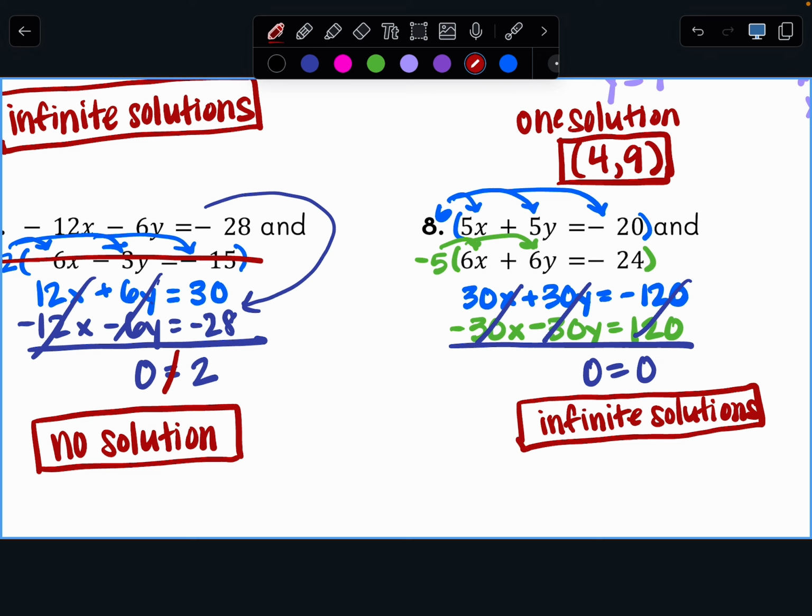So on your practice today, tell me whether it's one solution, infinite solutions, or no solution. And if it's one, you have to tell me what the coordinates are of that one solution.